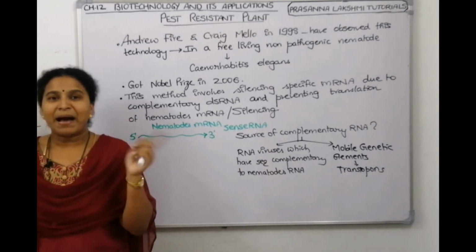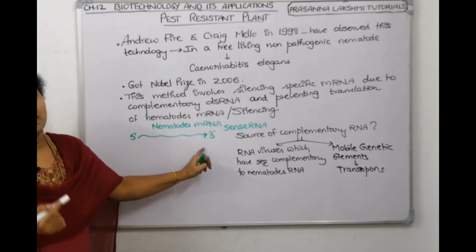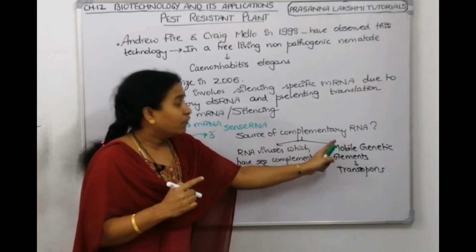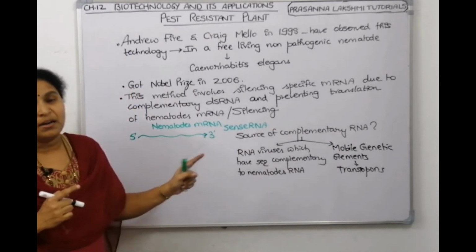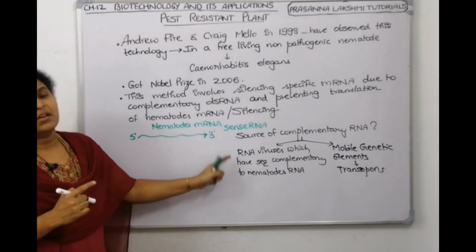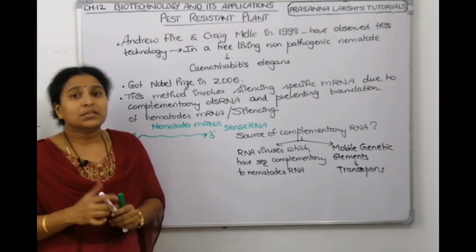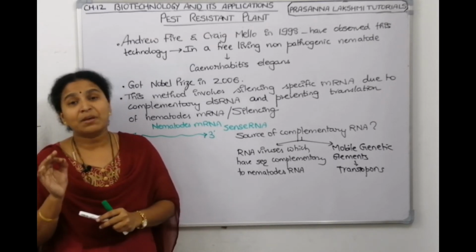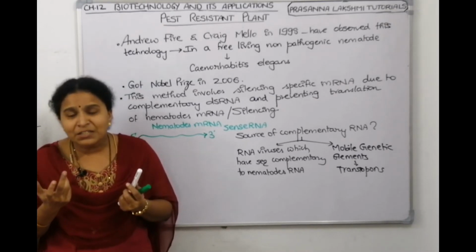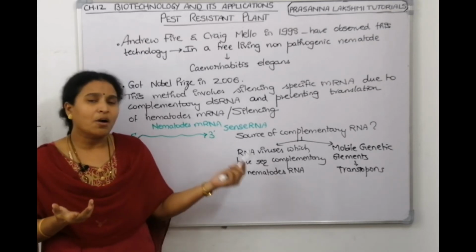Then also, matching can happen. We might get a sequence which is similar to the nematode's RNA. So there is a question: from where will you get the complementary RNA? It should be complementary to the nematode's RNA. There are two sources. One source is the RNA viruses which have sequences complementary to the nematode's RNA. We can search. Is it compulsory that we are going to get one? Yes, we might, because RNA mutates easily. Since RNA mutates faster, every time it changes, there is a possibility of getting a complementary sequence.